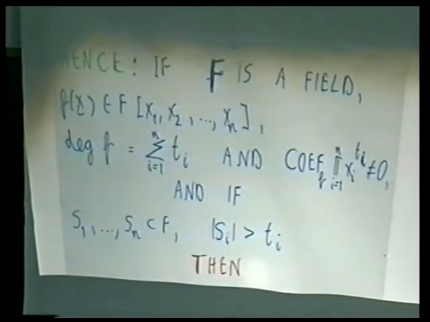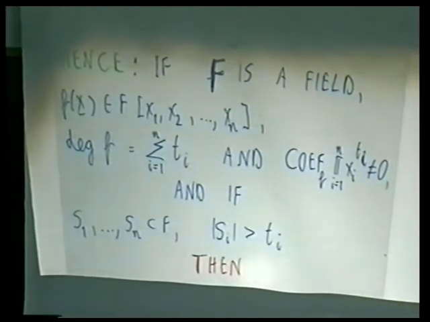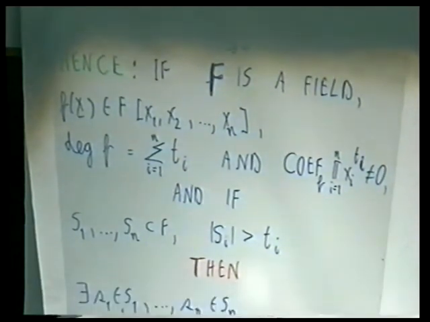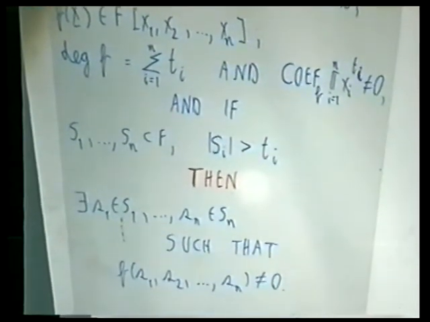So it says the following. Again, I have a field, and I have a polynomial in the ring of polynomials over the field. Its degree is the sum of the t_i's, where the t_i's are just some non-negative integers. And we have some non-zero coefficient: the coefficient of the product of the x_i to the t_i's is not zero. Then if you give me sets S_i in the field, where S_i is a set of cardinality bigger than t_i, then I can find an element s_i in each S_i so that if I plug these elements into the polynomial, then I get something which is non-zero, right?